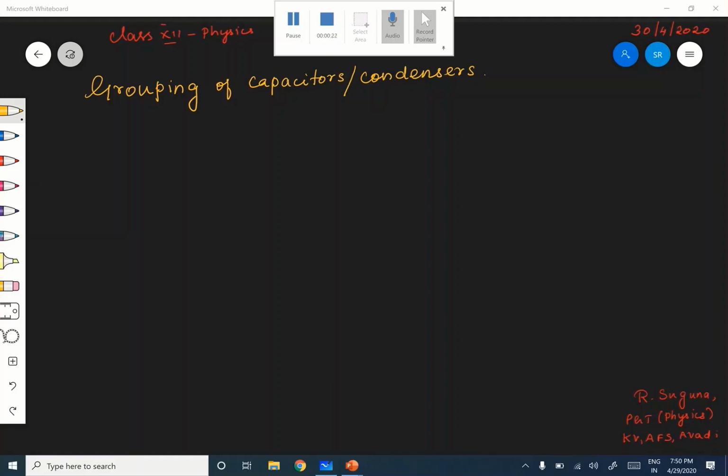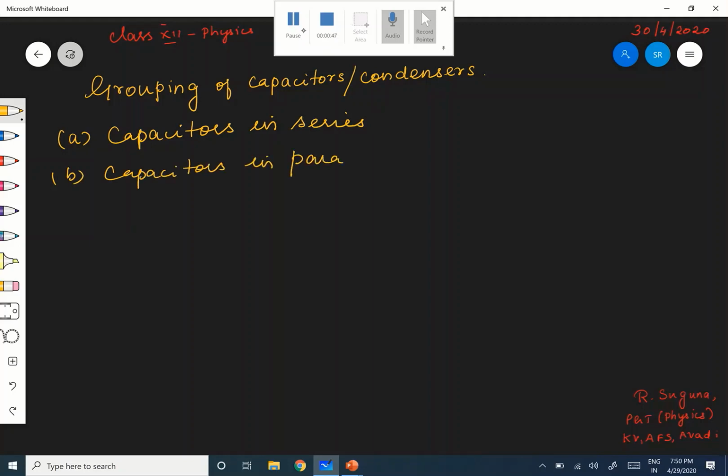There are two most common modes of grouping of capacitors. One, A, is capacitors in series combination, and B, capacitors connected in parallel. Just in your 10th standard you would have studied resistance in series and resistance in parallel. Like that, now we are going to connect capacitors in series and capacitors in parallel.